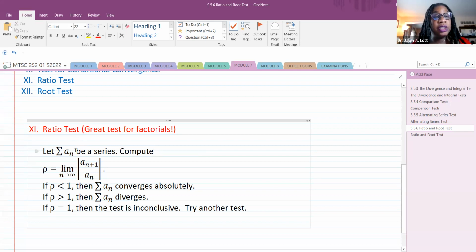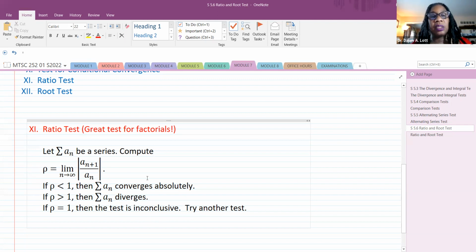Okay, so the ratio test, you're going to compute rho. And for the ratio test, it is the ratio of a_(n+1) over a_n. And I look at that in absolute value, and I look at the limit as n approaches infinity of that expression. If the rho I get is less than 1, then the series converges absolutely. If the rho I get is greater than 1, then the series diverges. And if rho is equal to 1, the test is inconclusive. If you can, try another test.